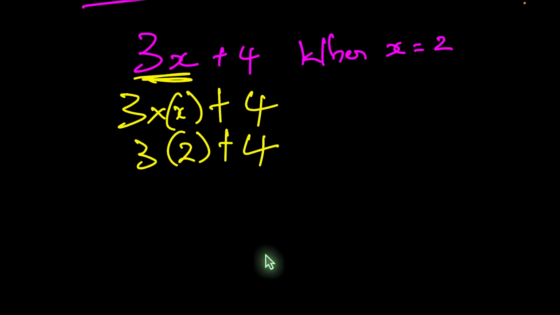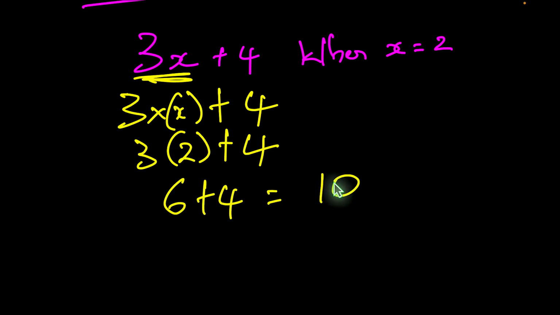And of course, what we have to do first is the 3 times 2. This gives us 6 plus 4. So the value of this expression is 10. So once you get the idea here that 3x means 3 times the value of x, then we know that we're doing 3 times 2 and then plus 4. Now let's do another one.